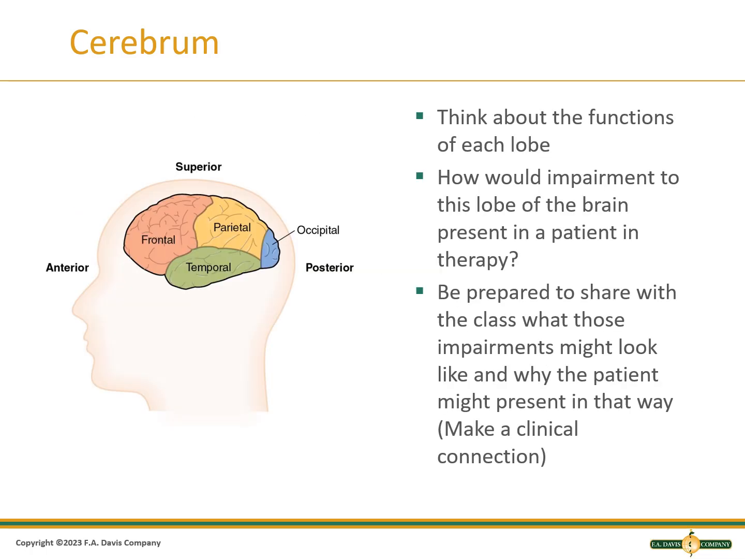Pause to take a minute to think about the functions of each lobe. How would impairment to this lobe of the brain present in a patient in therapy? Bring your responses to class and be prepared to share with the class what those impairments might look like and why the patient might present in that way.